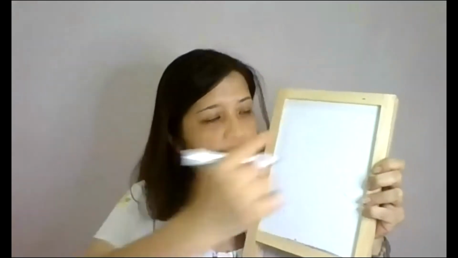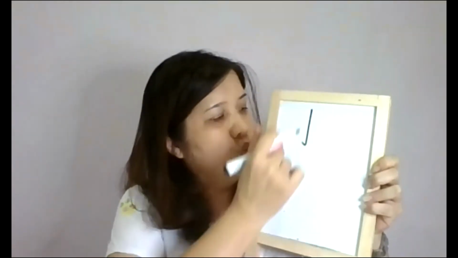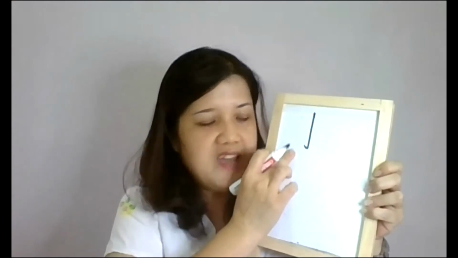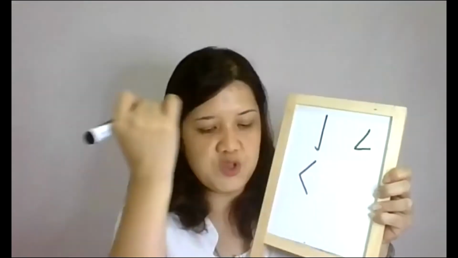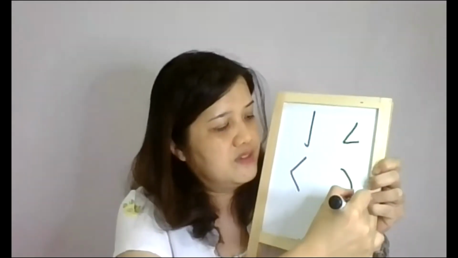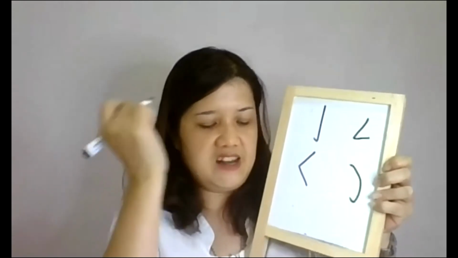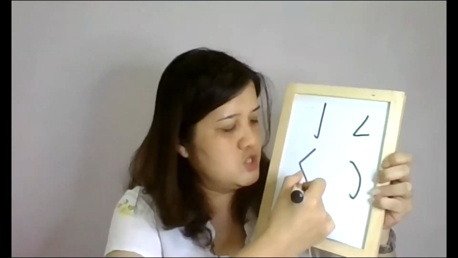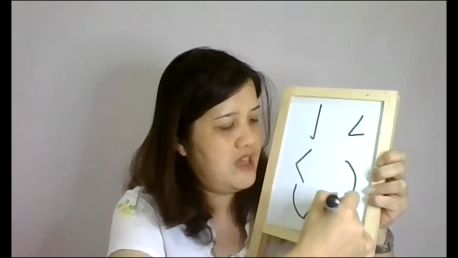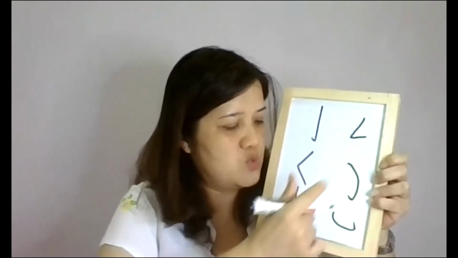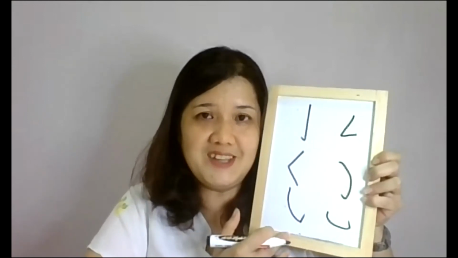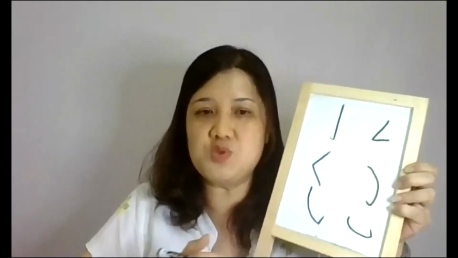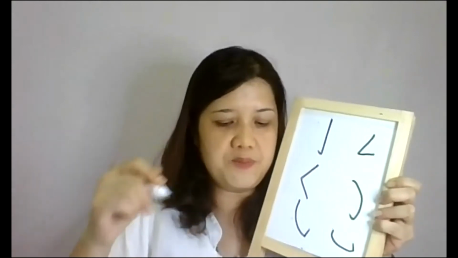The first one is like this, but the hook is towards the left. Then continue with this one, one stroke. Then continue with this one, also one stroke. Then this one, and the last two, this one and this one. Do you notice what's the difference between these two? Make sure there's a difference between these two when you do the practicing.